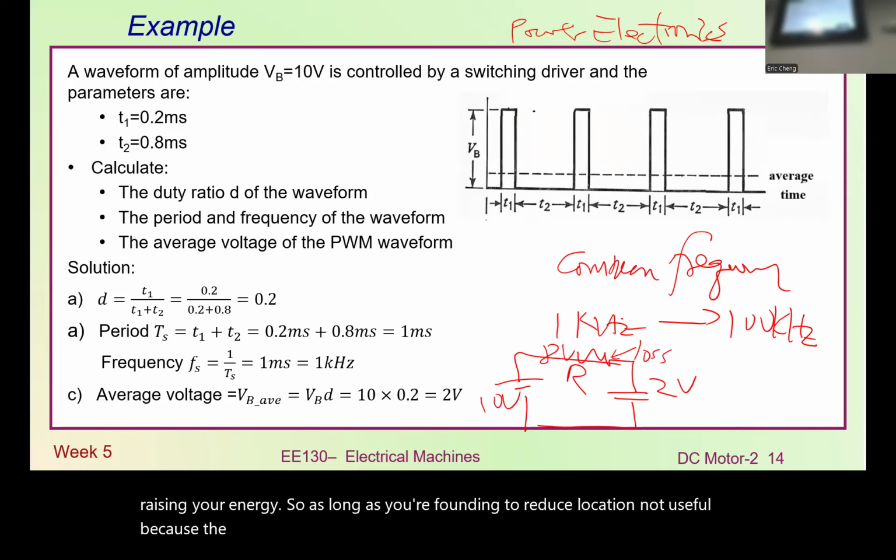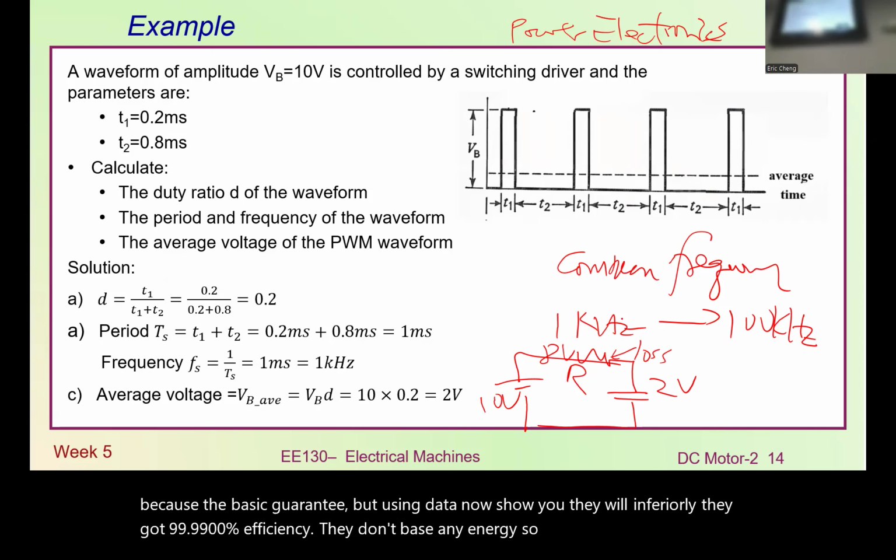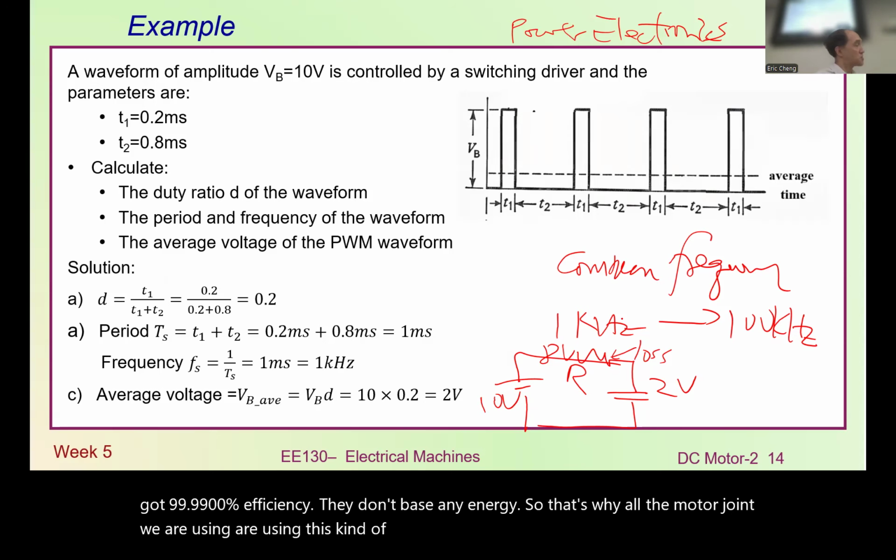But using power electronics, later on I'll show you, in theory they get 99.99, 100% efficiency. They don't waste any energy. So that's why all the motor drives we are using use this kind of power electronic technology.